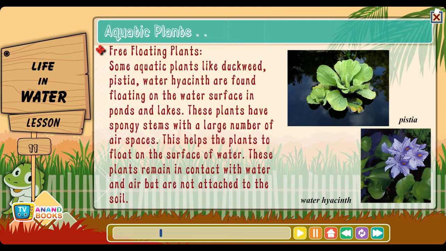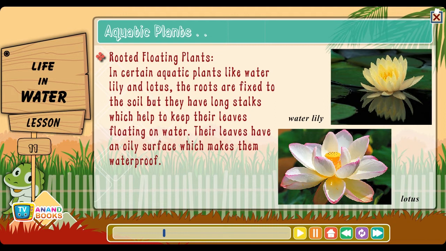Rooted floating plants. In certain aquatic plants like water lily and lotus, the roots are fixed to the soil but they have long stalks which help to keep their leaves floating on water. Their leaves have an oily surface which makes them waterproof.